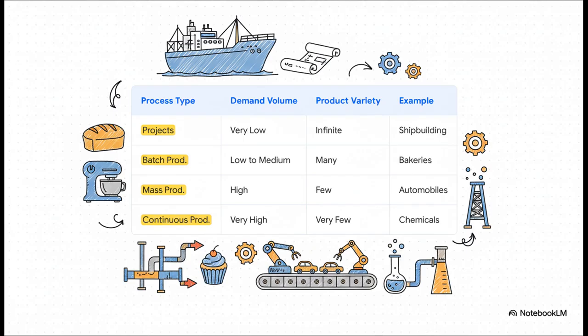In English, this is when you process a lot of different jobs in groups or batches. A bakery making all sorts of different breads and cakes is a perfect example.